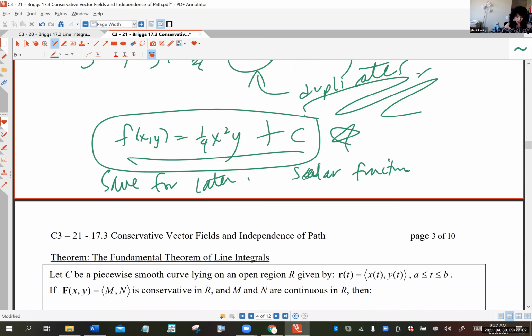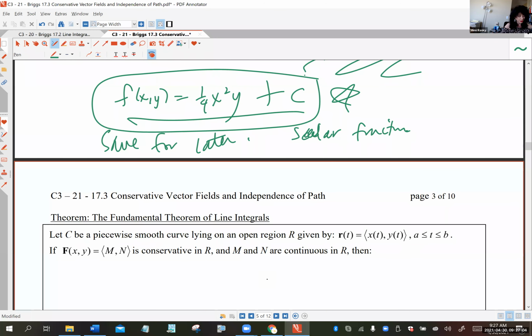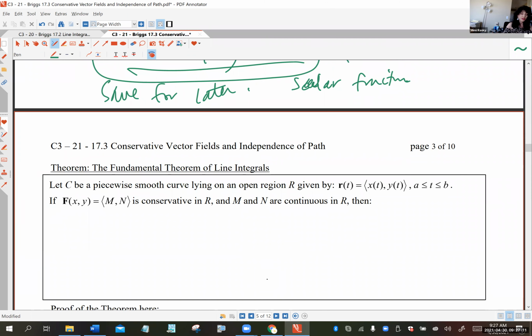So let's go now and do the fundamental theorem of line integrals. This is the big deal about this section. There's two big deals, but this is the first biggie. The first biggie is, what the heck is the fundamental theorem of line integrals? So I'm not even sure I should teach it to you guys.